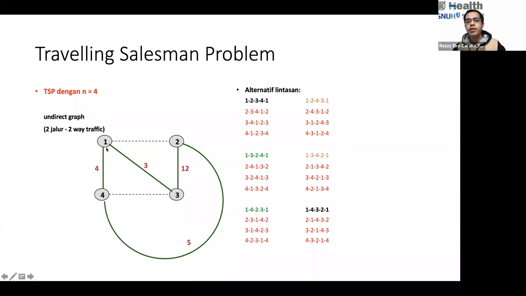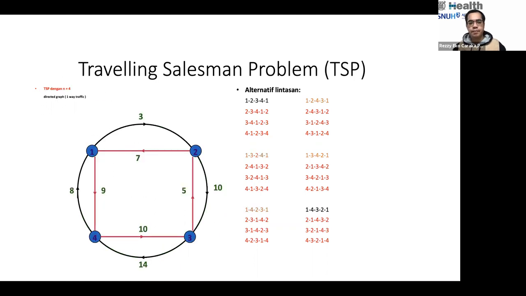Another example, I can use 1, 4, 3, 2, and 1 because there's traffic. So this is an example of the indirect graph, if the question is about two paths and two-way traffic. Another example is if they have one-way traffic.